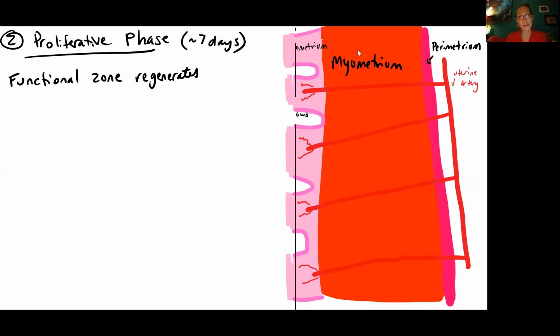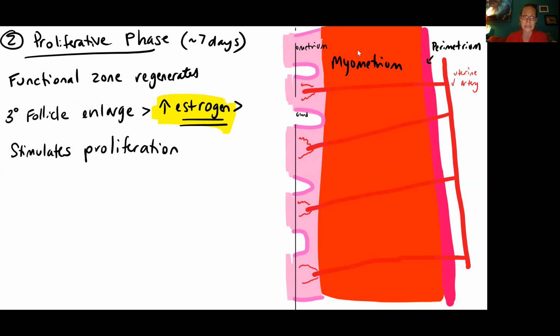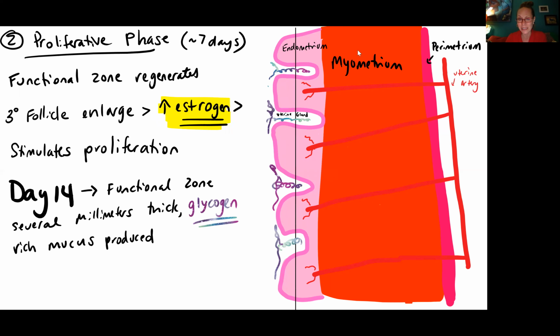From there, we start to move into our proliferative phase. So this is that second 7 days. In this phase, you're expecting that functional zone basically to regenerate. So what we're going to see happening is at this point in the ovary, you have tertiary follicles that are enlarging and increasing their production of estrogen. As the estrogen levels increase, this is going to stimulate that proliferation of the functional zone. By day 14, you are expecting that functional zone to be several millimeters thick. You're also seeing a lot of glycogen-rich mucus being produced.